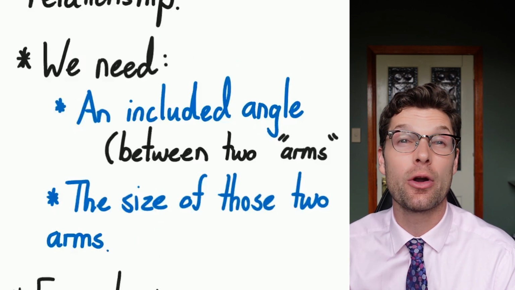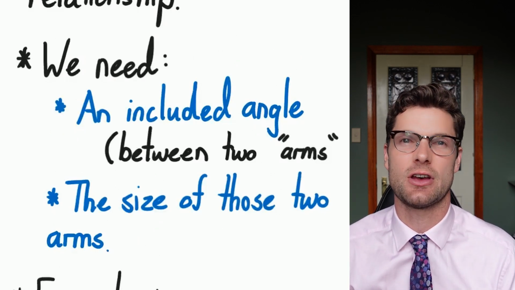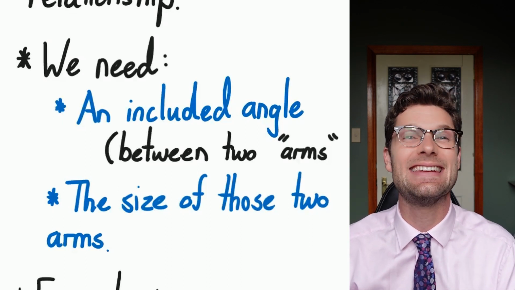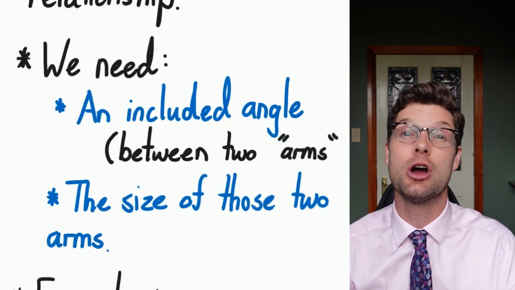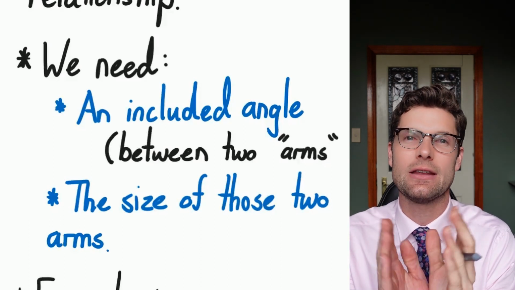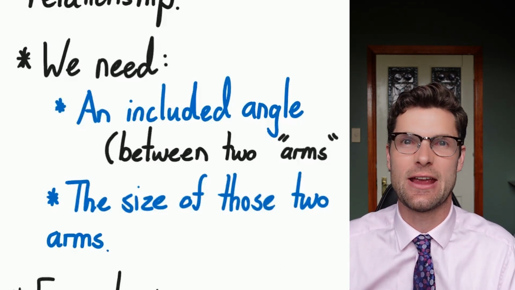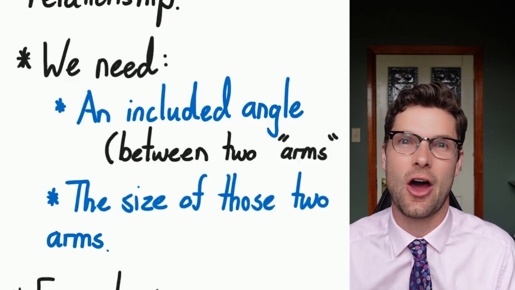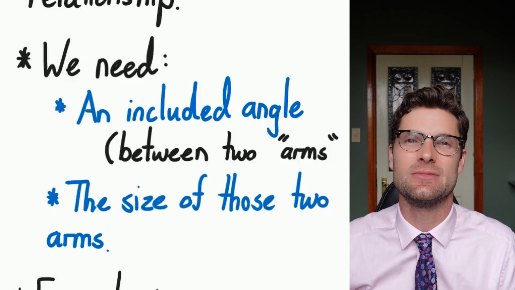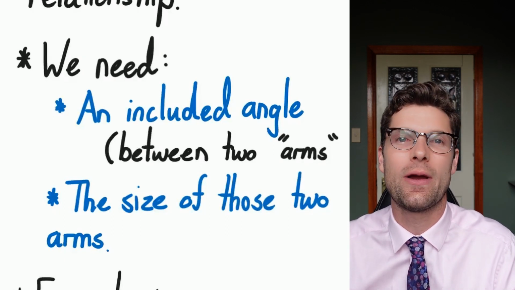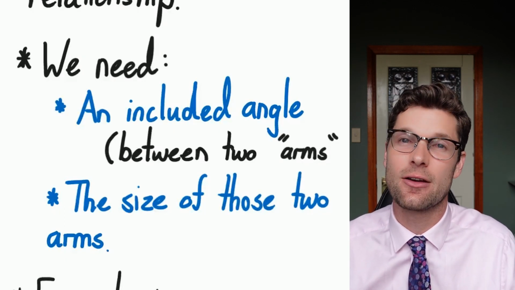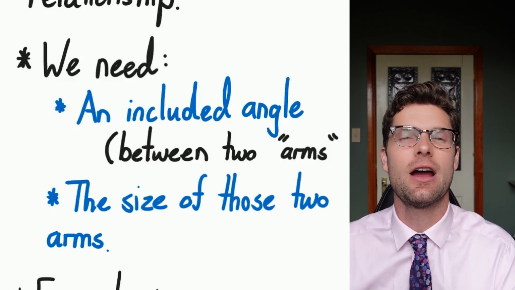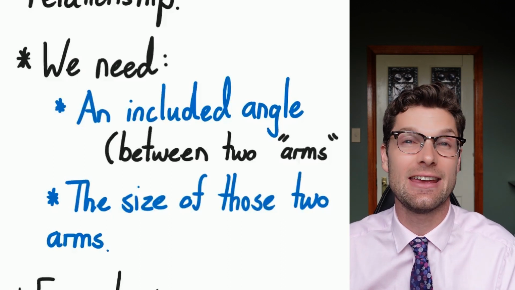So what we need in order to determine the specifics of the cosine rule, what is the angle and what is the changing side length, what we need is an included angle. So an angle that is in between two sides that we have information about. If we have that included angle and we know how long the side lengths are or how long those arms are, we can find out all we need to know about the size of the angle or the size of the opposite side. So having the included angle and two arms is all we need in order to get these right.